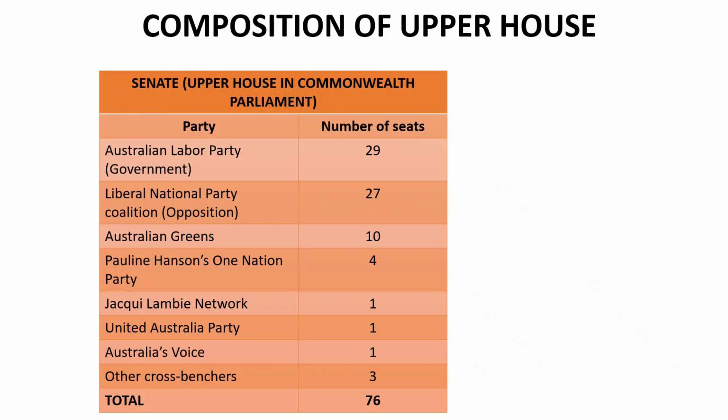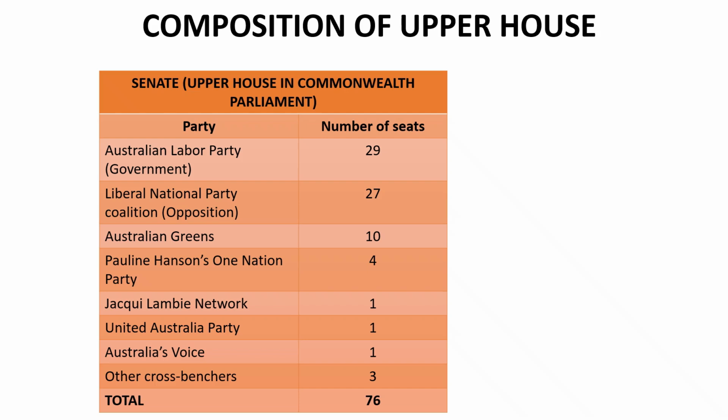On this slide, I've set out the composition or makeup of the upper house of the Commonwealth Parliament, that is the Senate, following the federal election on the 3rd of May 2025. You can see that the Australian Labor Party has 29 of the 76 seats, which is well less than half the seats. The Liberal National Party coalition has 27 seats, which is also well less than half the 76 seats. And the crossbenchers have the remaining 20 seats.